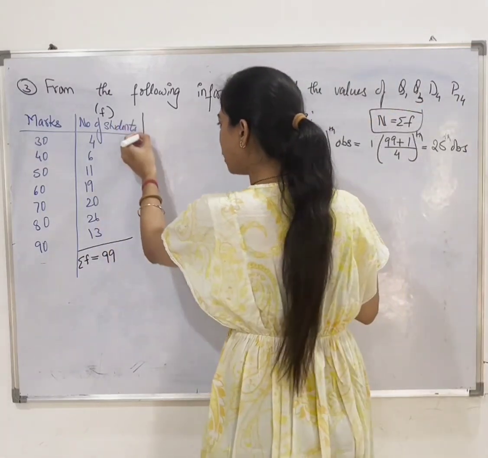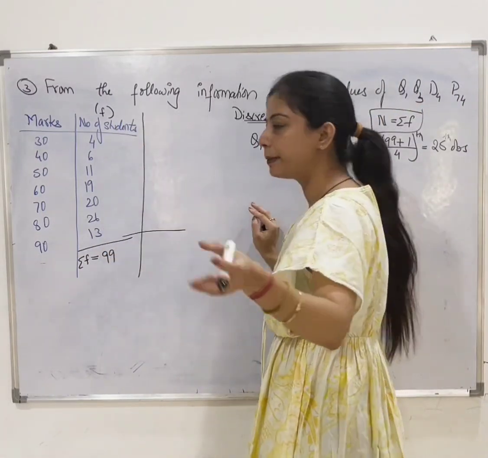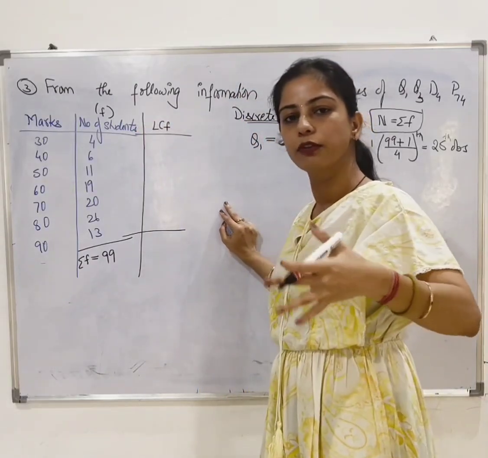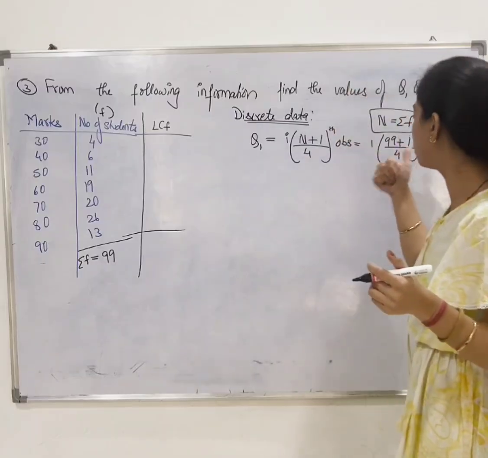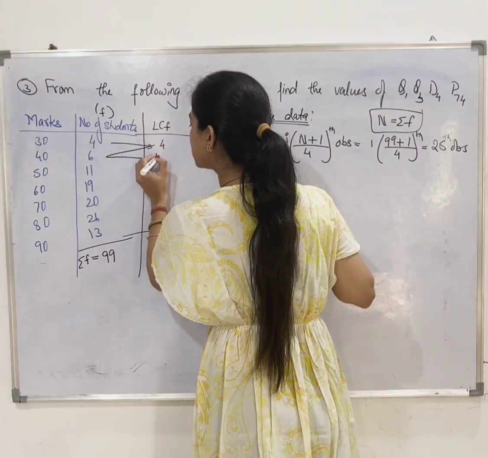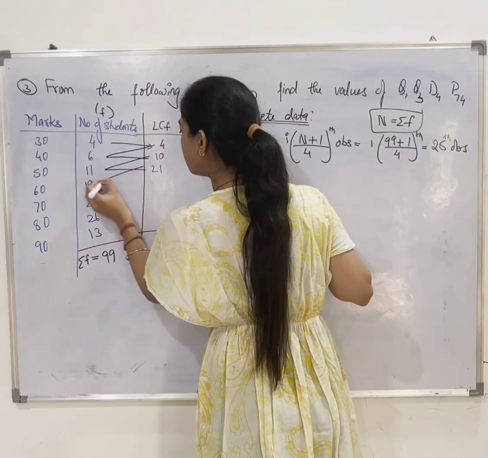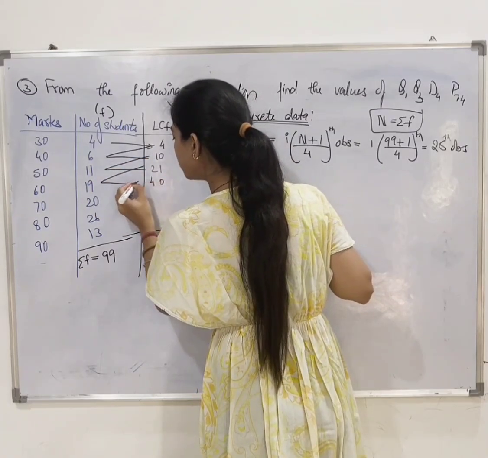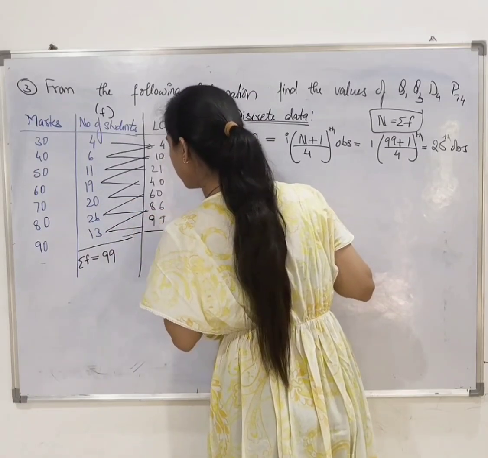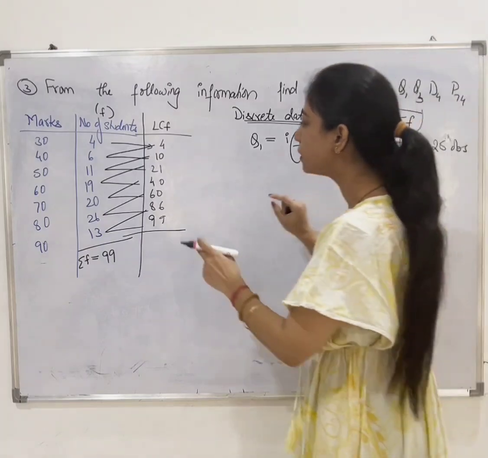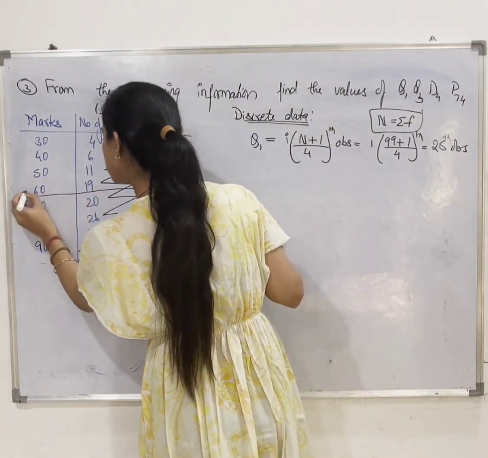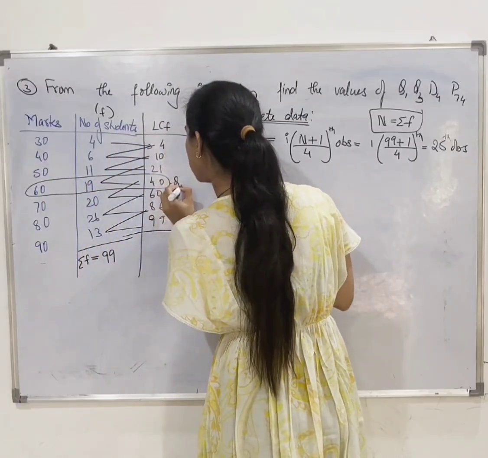So we need to find another column, as we do in the median, the LCF column, where we add up the frequencies and see where this particular observation lies. The first value will be 4. Next, it is 10, then 21, 30, 40, again 60, 86, and 99. Here we have the 25th value. It lies between 21 and 40, but we need to take the highest one. So the highest one is this, and this will be our Q1 class.